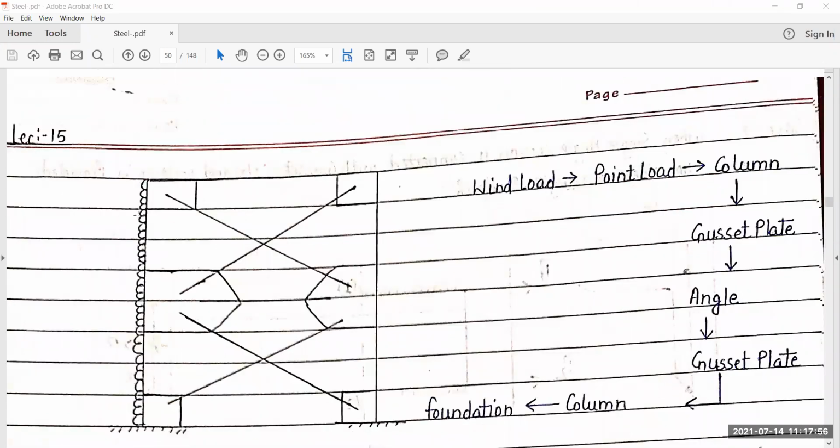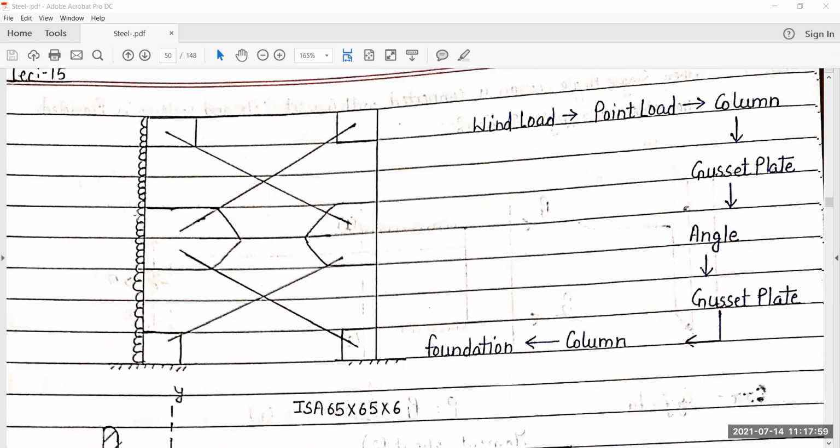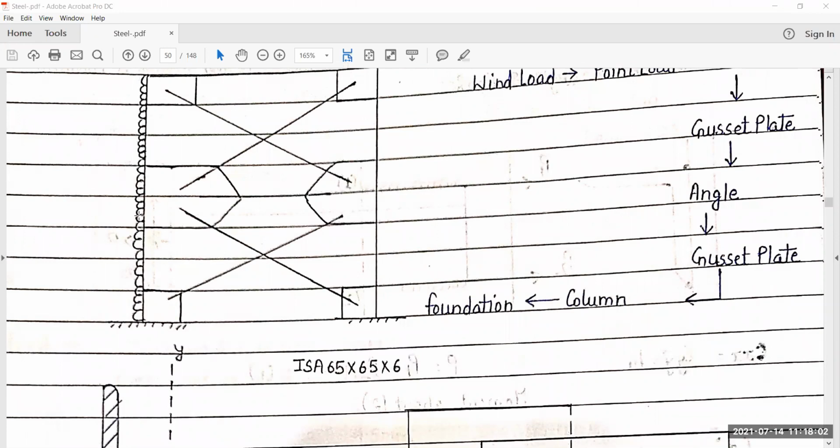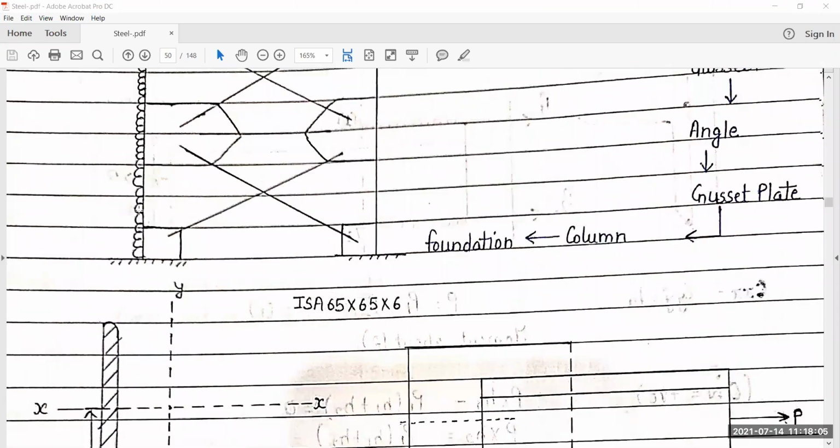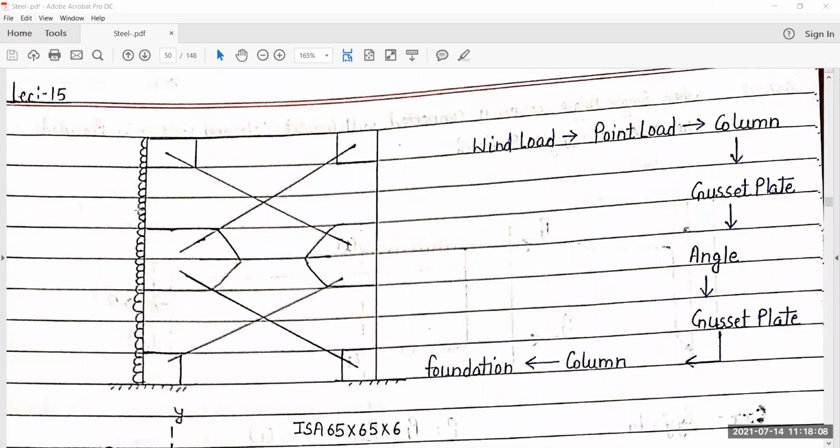So the wind load goes to the point load, column, gusset plate, angle, and gusset plate, and the column goes to the foundation. Actually, all loads go directly onto the foundation. Suppose this is the column, and this is the foundation.